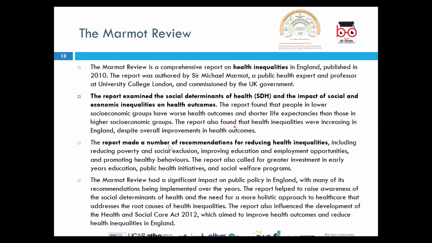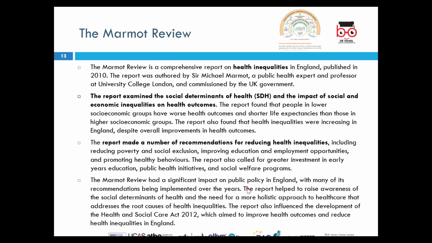The report made a number of recommendations for reducing health inequalities. Some of these recommendations were to reduce poverty and social exclusion, improve education and employment opportunities across the board, not just in higher socioeconomic statuses but also in the lowest, and promote healthy behaviors. The report also called for greater investment in early years education for all, regardless of their social status, again, public health initiatives, and social welfare programs.